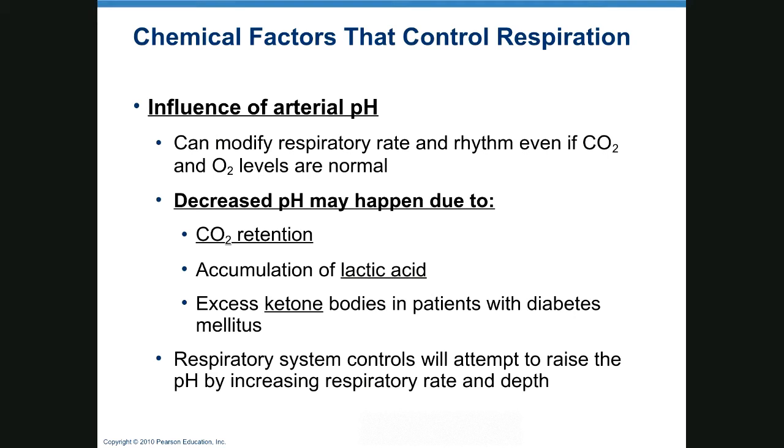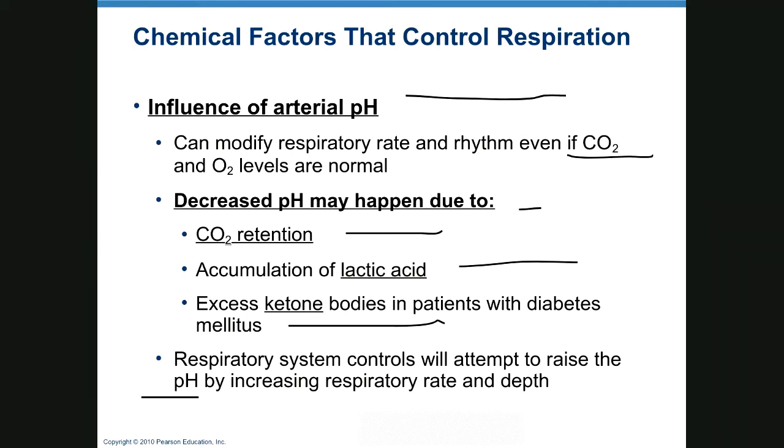Arterial pH can modify respiration, even if CO2 levels are normal. Things that may decrease the pH: CO2 retention, accumulation of lactic acid, ketone acids in patients with diabetes mellitus, or people who are on the keto diet. The respiratory system is attempting to raise the pH by getting rid of hydrogen ions when it gets rid of carbonic acid, which is getting rid of CO2.